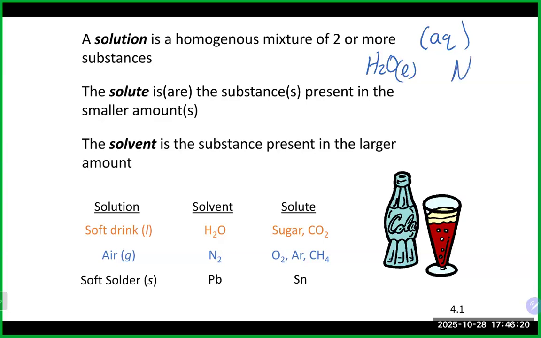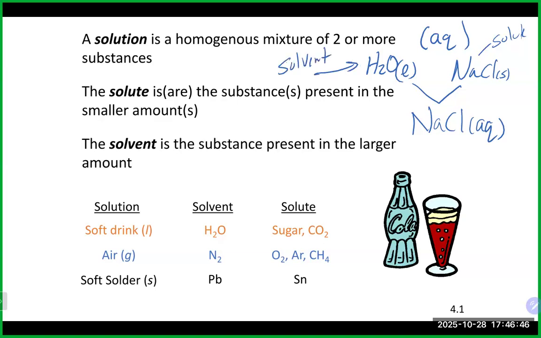And if you take something like sodium chloride, that salt will dissolve in the water because it's polar and ionic coming together. And that will form a sodium chloride solution that would get the aqueous symbol next to it. So again, a mixture of those two things. In this case, the solute would be the sodium chloride, and water here would be our solvent. Water is a very common solvent.